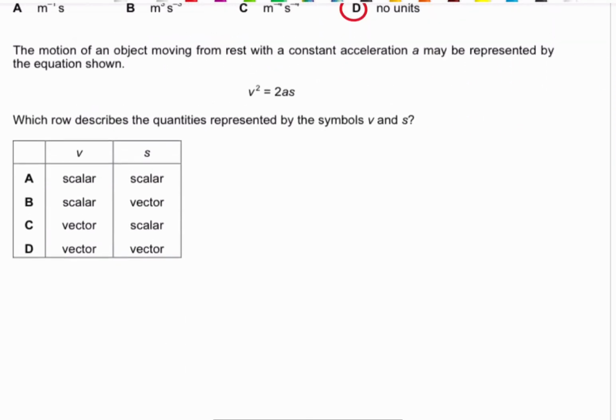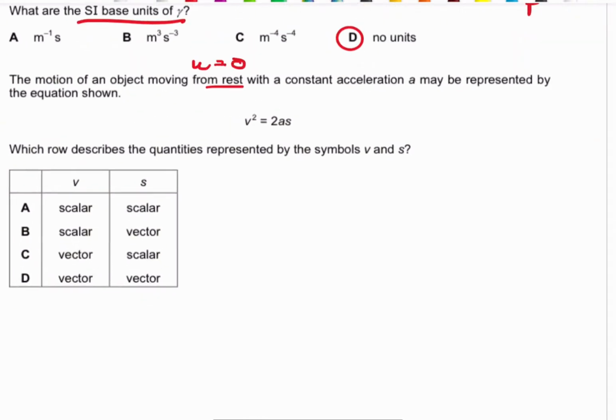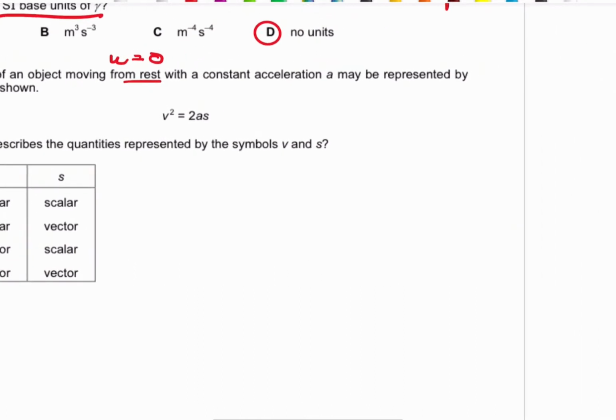Question 3, the motion of an object moving from rest, right? From rest means that u is equal to 0, with constant acceleration a, may be represented by the equation as shown. Which row describes the quantities represented by the symbols v and s, right? So basically from v squared equals u squared plus 2as, u is going to be 0. So we're left with v squared equals 2as, right?